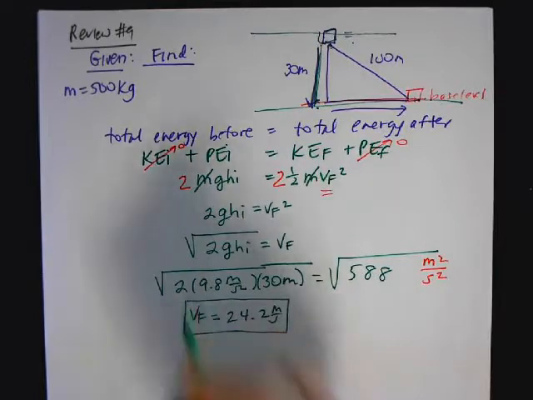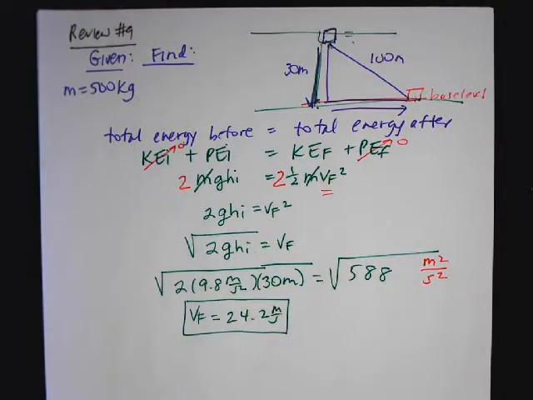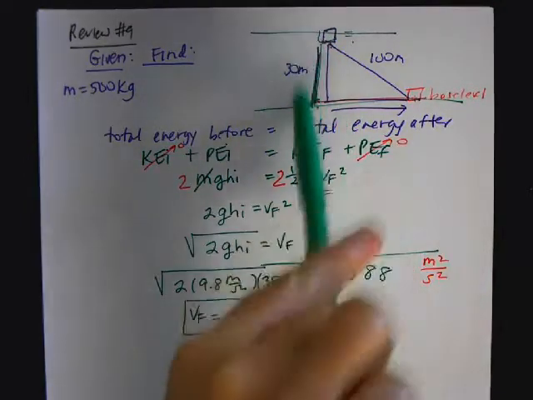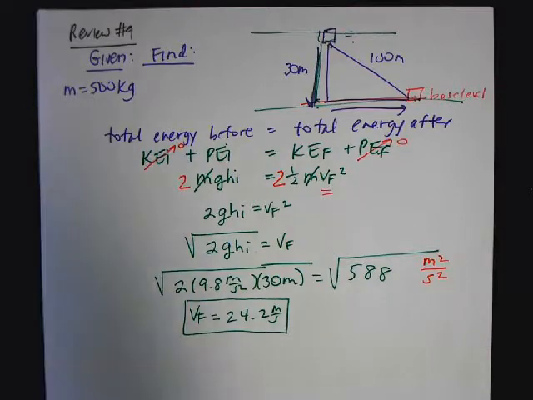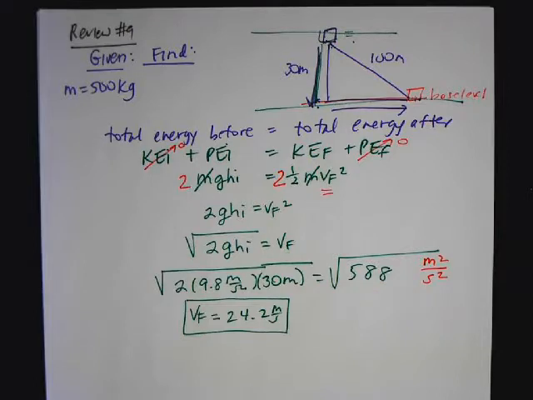Now, this problem didn't have a picture, but by me drawing a picture like this, I clearly see when I'm using conservation of energy, I'm using the 30 meters and not the 100, the incline. And that's why drawing a picture helps you to conceptualize, and you need to draw a picture. The more you write down on paper, the less likely you are to make a mistake.